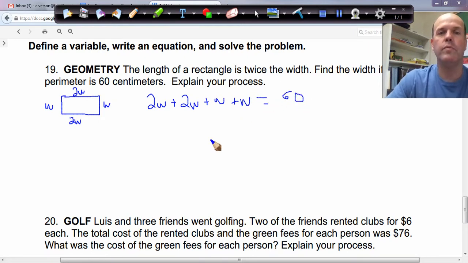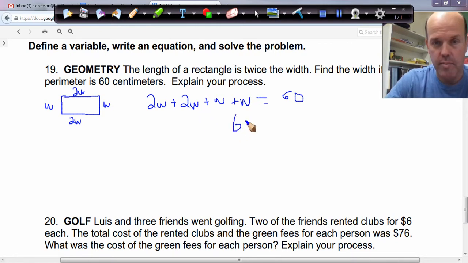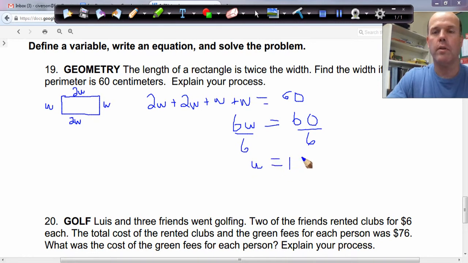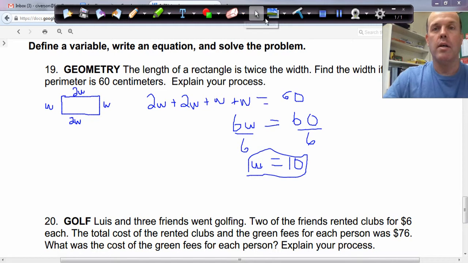60, like they said. So let's add up all the w's. 2 plus 2 plus 1 plus 1, so that's 4, 5, 6. So I have 6w is equal to 60. Divide both sides by 6. And I get w is equal to 10. So the width is 10, and that means the width is 10, the length is 20. Alright? And I explained my process as I was going on, so okay.